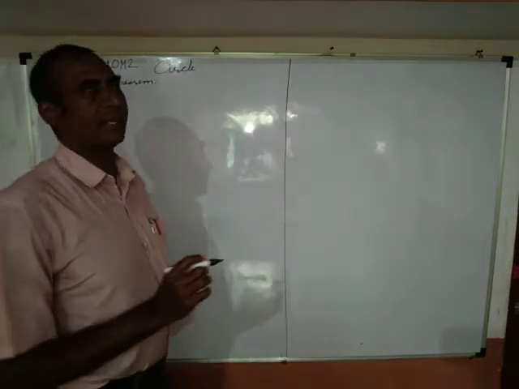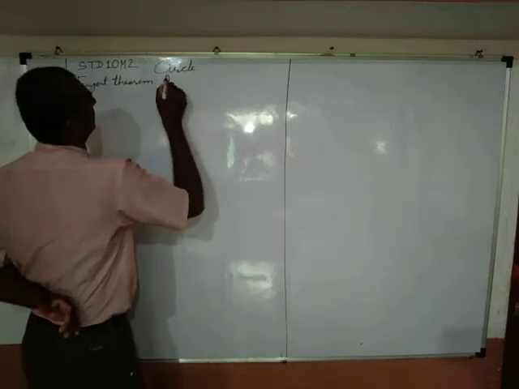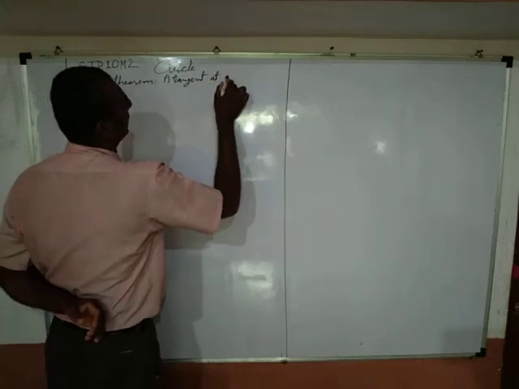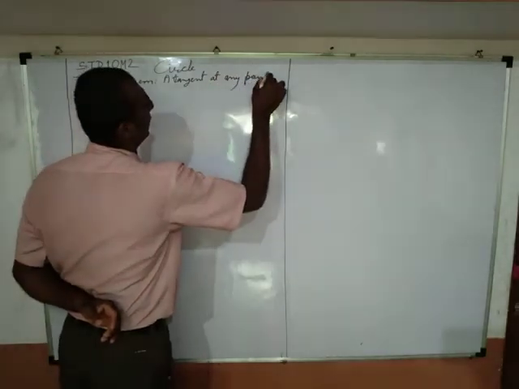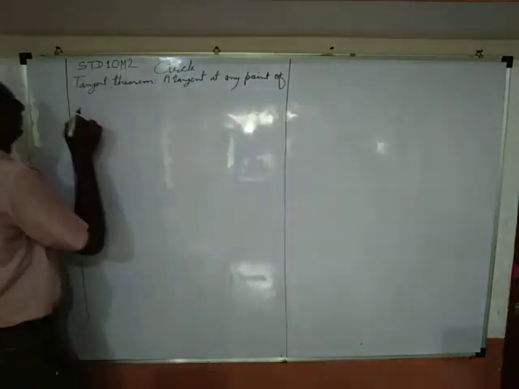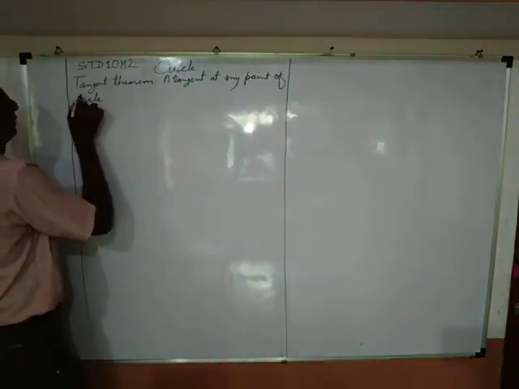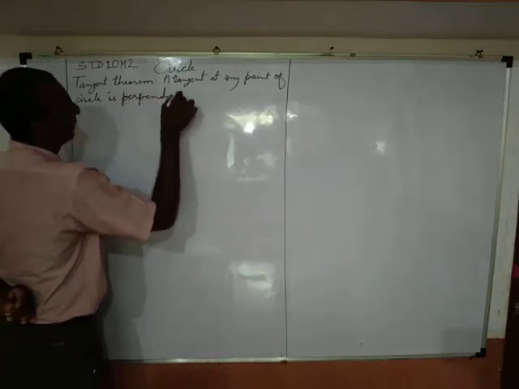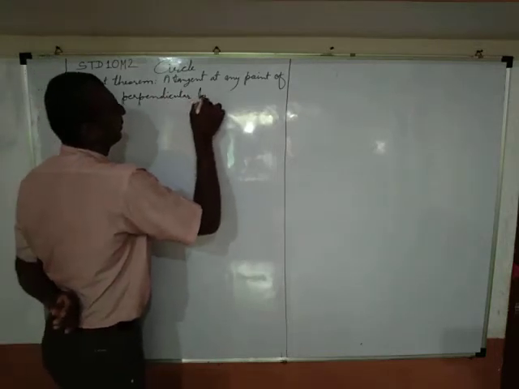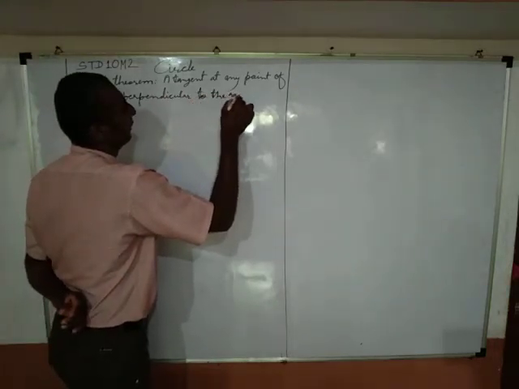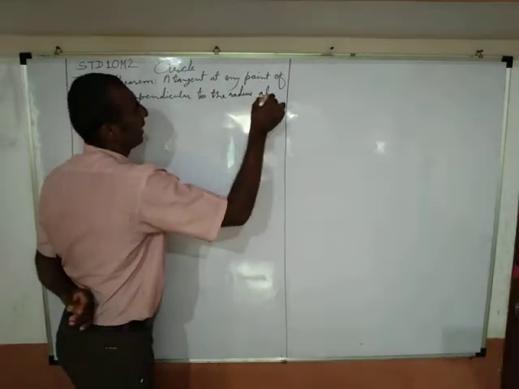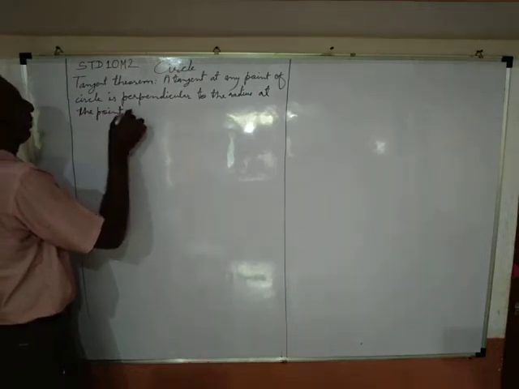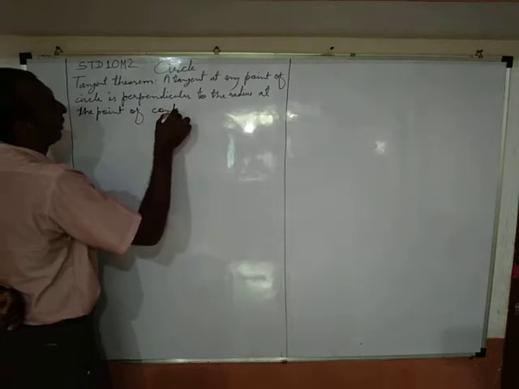Let's learn the tangent theorem. A tangent at any point of a circle is perpendicular to the radius at the point of contact.